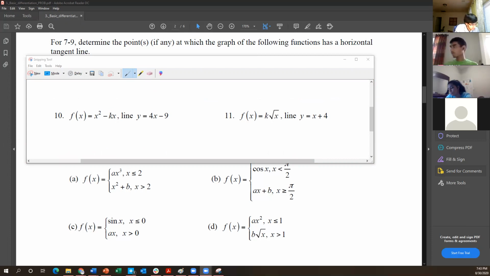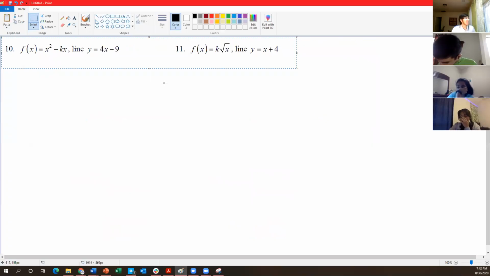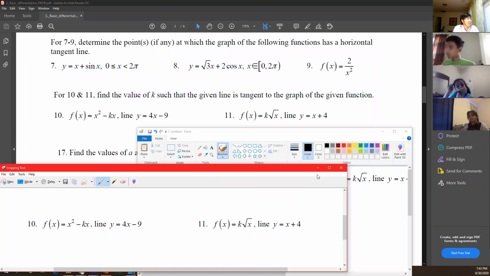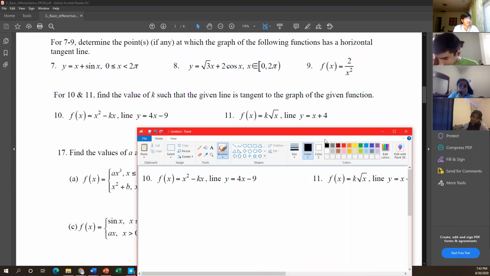So number 10 and number 11 is, okay, perfect. All right, I remember this one. So if we go to Paint, okay, good. You guys can still see my screen, right? Okay, all right, so what we're trying to do is find k such that the given line is tangent to the graph of the given function.